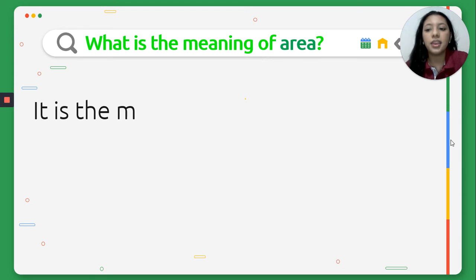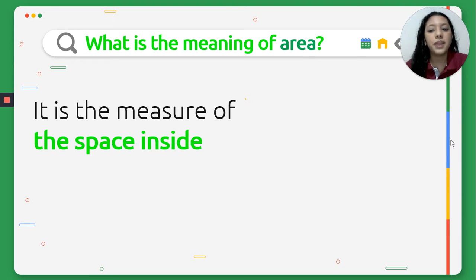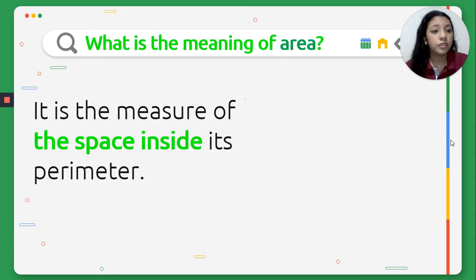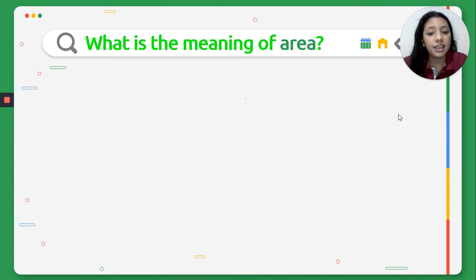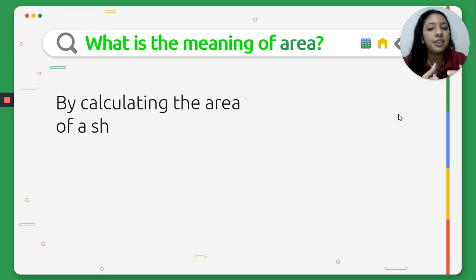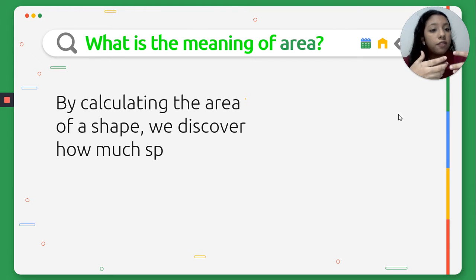Alright, so what is the meaning of the word area? It is the measure of the space inside its perimeter. We already know from last class what perimeter is. So now we're going to see a figure. Let's look at the figure. Over here, we have the figure, and the space inside it is the area. Now, let's look a little bit closer. By calculating the area of a shape, we discover how much space it takes up.